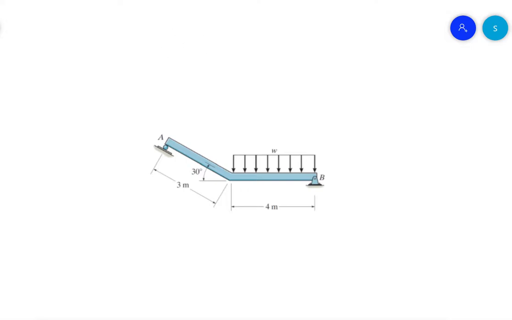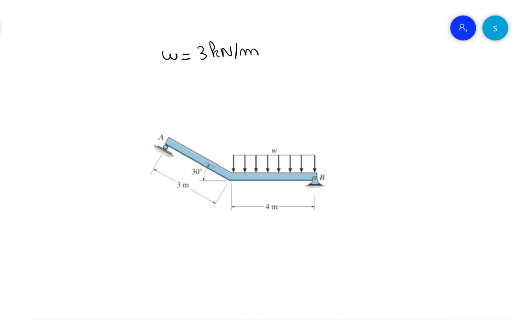Okay, so we have a beam that is submitted to a distributed load W, and we know the value of W. We know that W is 3 kilonewton per meter. And the question is, what are the reactions at A and B?